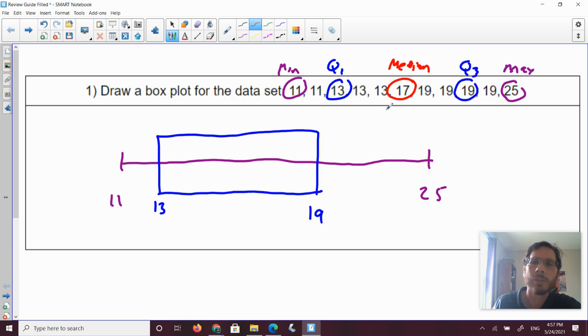The other thing that we need is the median. Well, the median is 17. 17 is a little bit closer to 19 than 13. So we can label that as such, and we're done. We don't need to put all of the numbers on the number line. That's just what the box plot looks like. It's got all the key points on it.